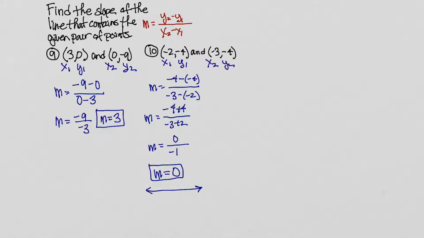Let's look at this. Come all the way back up here. Look at, we start at negative 2 and then you go down 4. Then you go to negative 3 and you still go down 4. So it seems like we're always down 4. We've got a horizontal line.